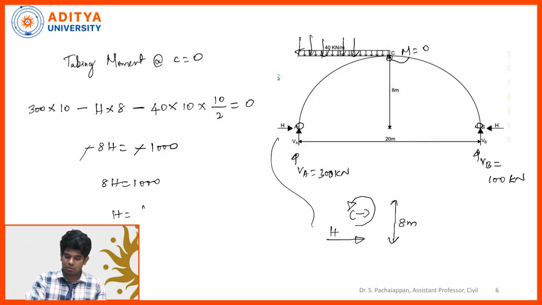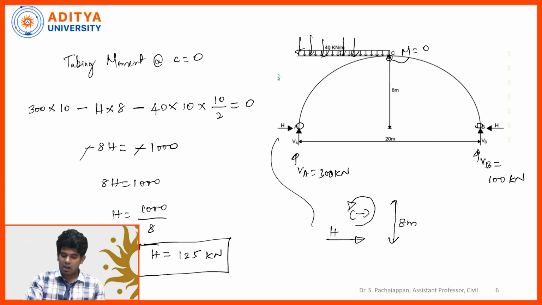So H is equal to 1000 divided by 8. By simplifying this, we get H equal to 125 kilonewton. So this is the horizontal thrust of this arch subjected to UDL on a portion of the arch only. In this way we can calculate the horizontal thrust of the 3-hinged arch very easily.